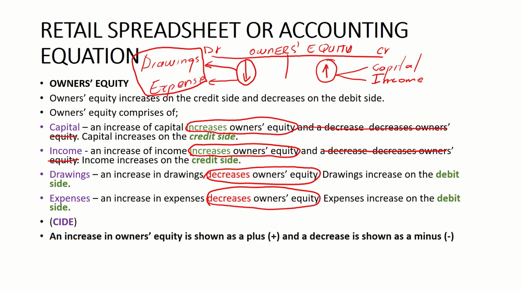Mention two accounts that will decrease owner's equity. What are they? It is drawings and expenses. Mention two items that increase owner's equity. What are they? It is capital and income.